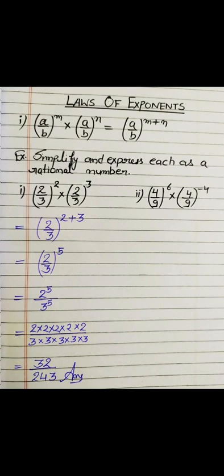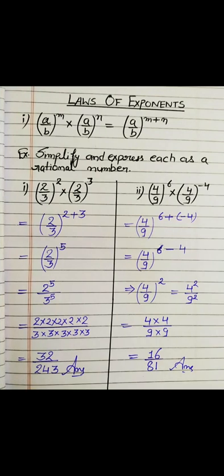But in the second one, we are having same base and they are also in multiplication. 4 upon 9 to the power 6 into 4 upon 9 to the whole power minus 4. But the powers are of different sign. Listen, here we also follow the same rule. The powers will add. But how? Listen, we will add this 4 upon 9 to the whole power 6 plus, within a bracket, minus 4.